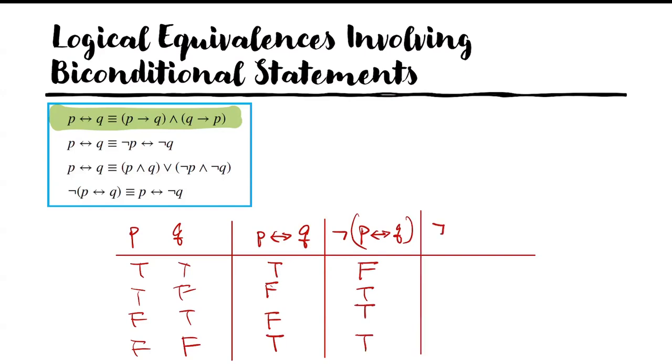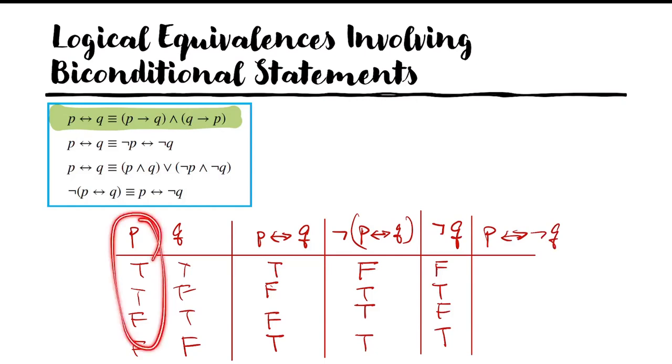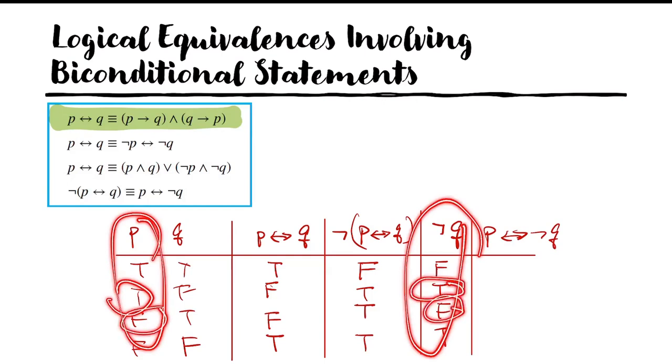Now you need to do P if and only if not Q. So I will construct not Q. Not Q will give you false, true, false, true. And then you have P if and only if not Q. So you are comparing P and not Q. So it's only true when they are both true or both false.